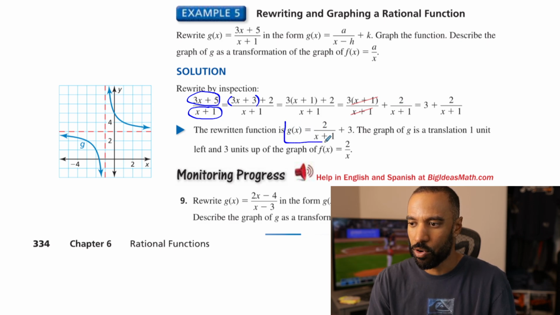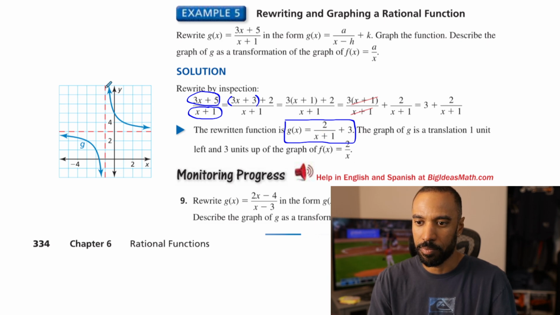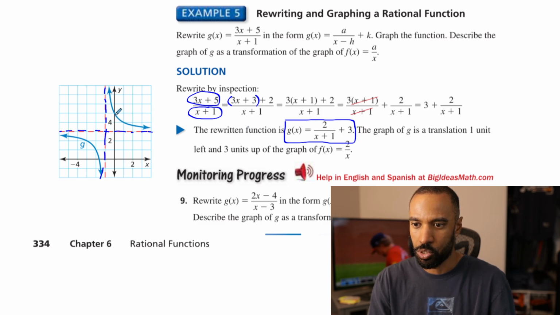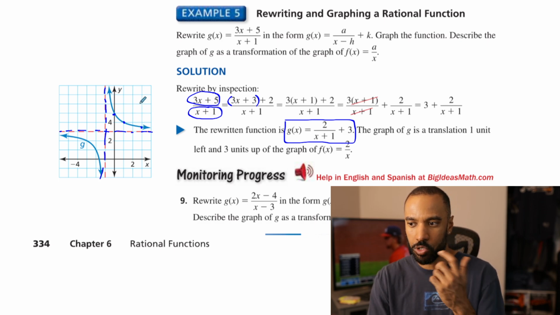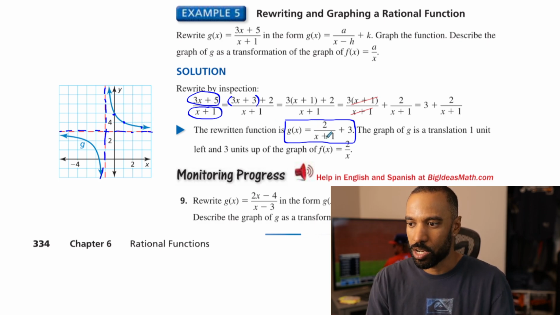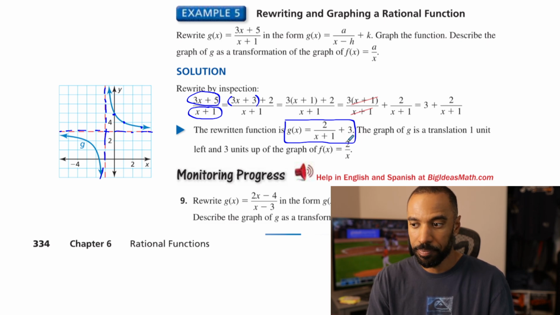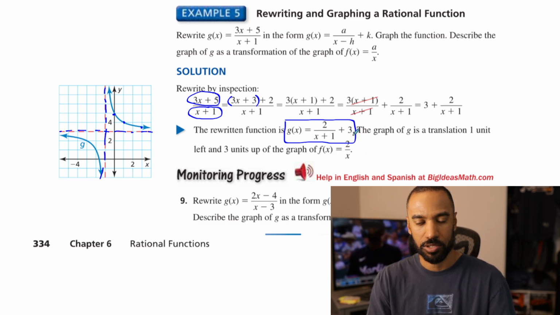And we rewrite it in this form so that we do its graph. I'm not going to get deep into the graph, but your vertical asymptote is x equals -1, horizontal asymptote is y equals 3, and that's revealed through here. Your 2 is 2 divided by 1, 2 divided by 2, 2 divided by 4, things like that. We did a lot of those, and we're going to do some more of those. It's translated 1 unit left, 3 units up from the graph of f of x equals 2 over x.